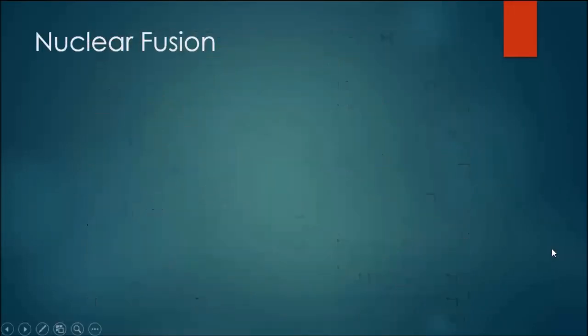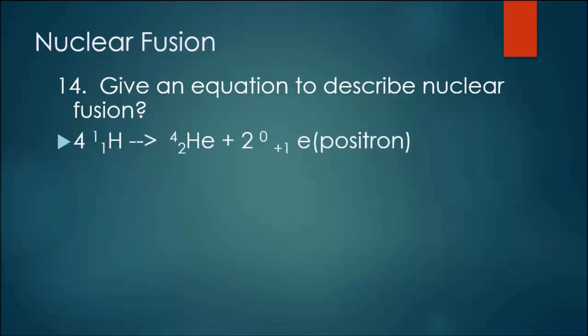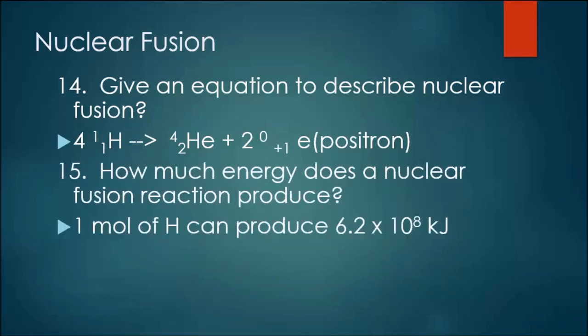Okay. So, give an equation to describe this nuclear fusion. 4 hydrogen atoms coming together to form helium, 4-2, and 2 positron. Guys, we've got a ton of hydrogen atoms. All right? One of the most plentiful compounds on the Earth is water. And water has hydrogen. So the really cool thing about nuclear fusion is that the fuel is endless. And it's relatively easy to make, unlike enriching uranium. How much energy does a nuclear fusion reaction produce? 1 mole, 1 tiny little gram, because a mole of hydrogen is just 1 gram, can produce 6.2 times 10 to the 8th kilojoules.